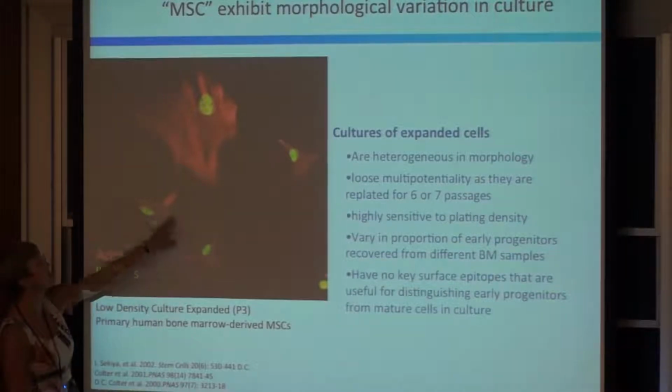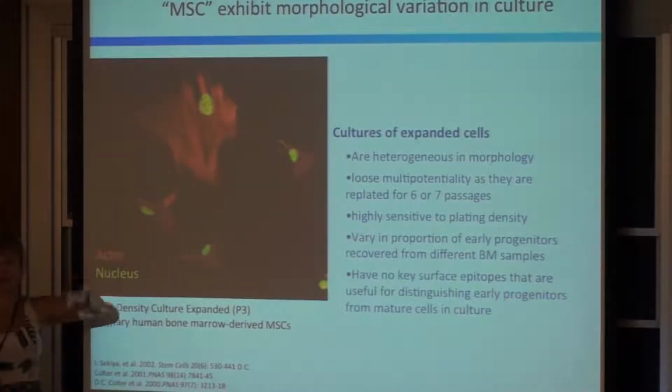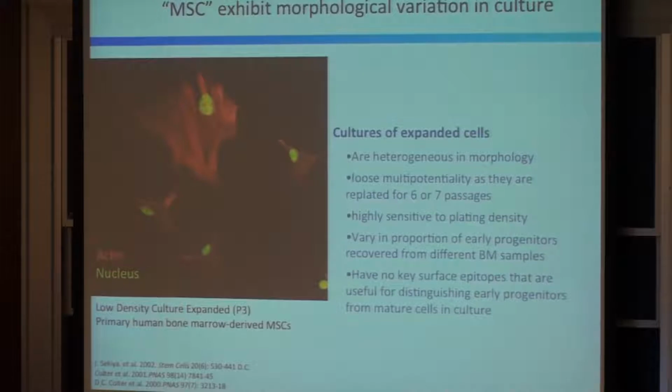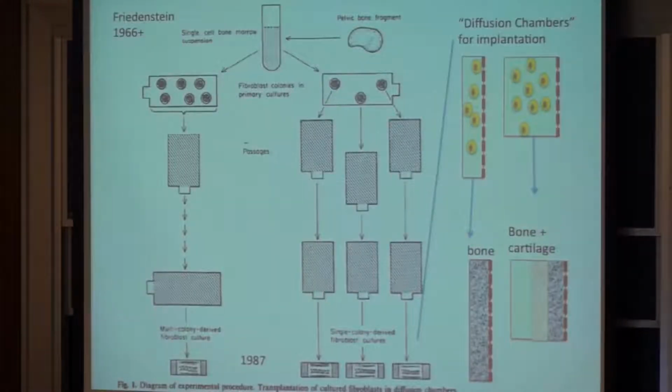So you can see some are very spindle shaped and some are huge and spread out. And these are likely related to the differentiation properties. So given that there's this heterogeneity, how can we start to tease out the properties of these cells and think about how we would use them clinically? How they might contribute to disease, but how we might also use them.